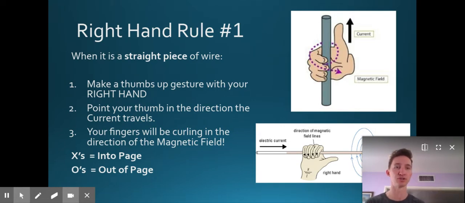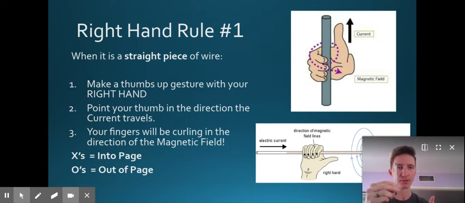And for this, you're going to use my right hand, because see, the wedding ring is on my left hand. So for your right hand, what you want to do is make a right hand thumbs up gesture. Hey, thumbs up, we're all happy. And your thumb is going to point the direction that the current is traveling.